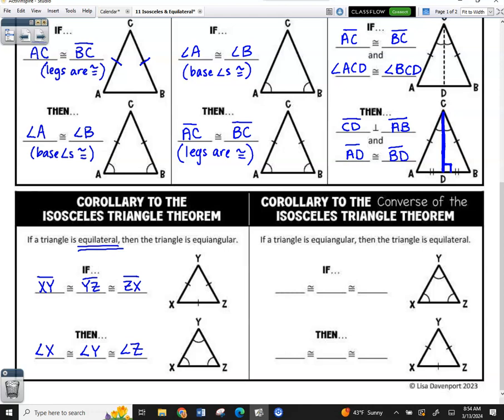And then over here, they have switched it. If all 3 angles are equal, then all 3 sides are equal. So if the 3 angles are equal, then the 3 sides are equal. All right.